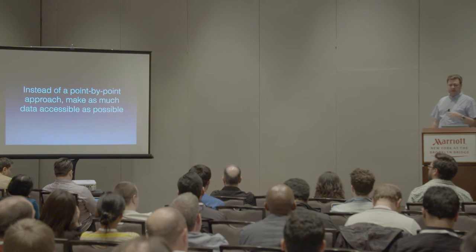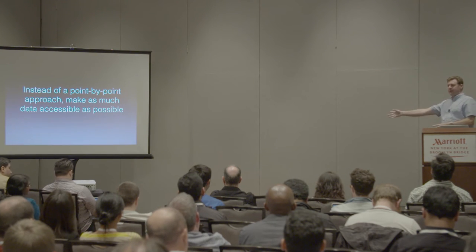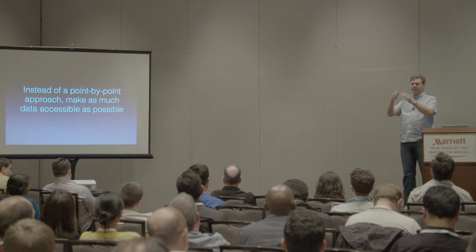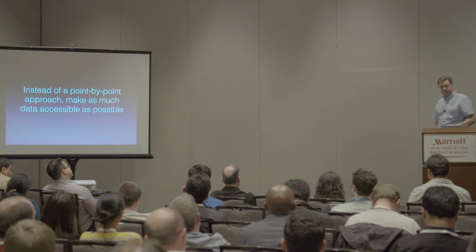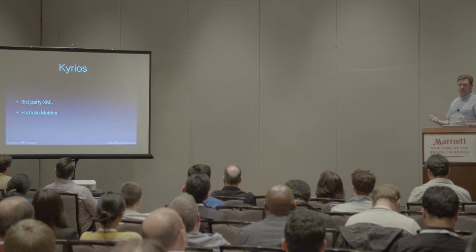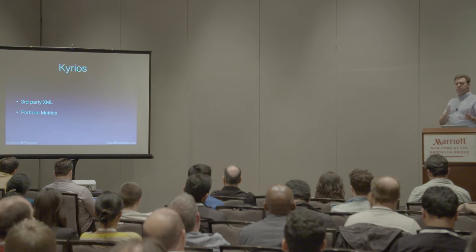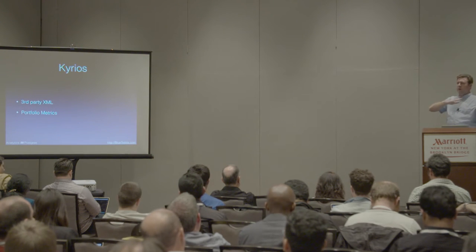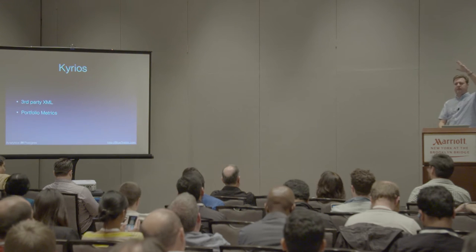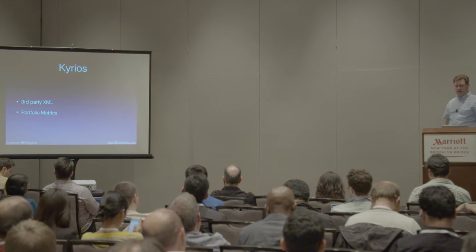So instead of taking a point-by-point approach of let's expose this data point, and now they want this one, so we'll expose this one, we wanted to try and make as much of the data available as possible, as practical. There are two main data sources that Kairos deals with. One is third-party reports, which generally come in the form of XML. You make a call to a web service, and here's your gigantic XML document that comes back. The other is the metrics on the lending portfolio itself.